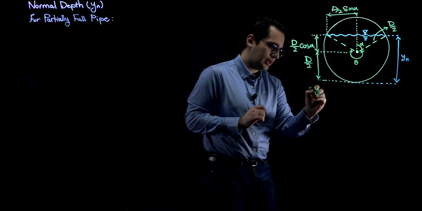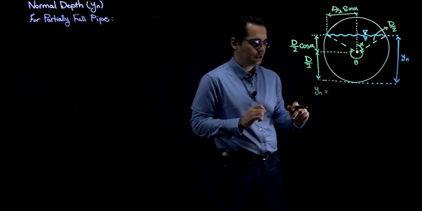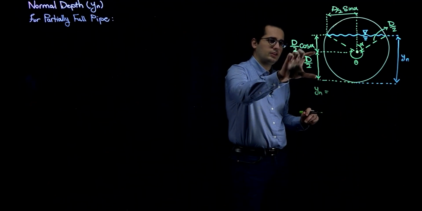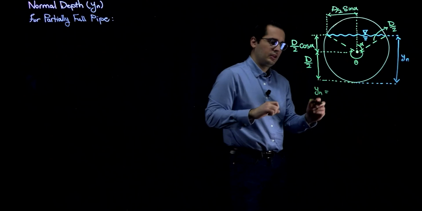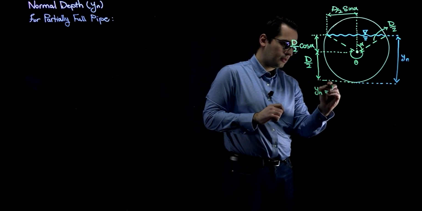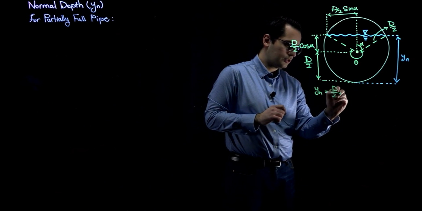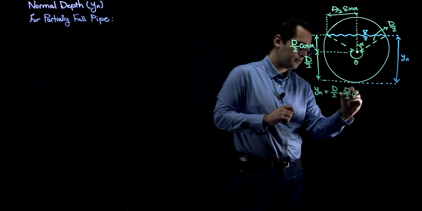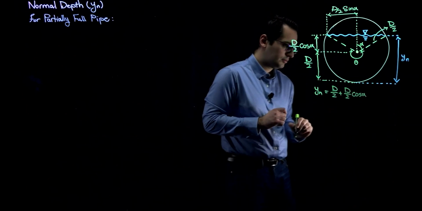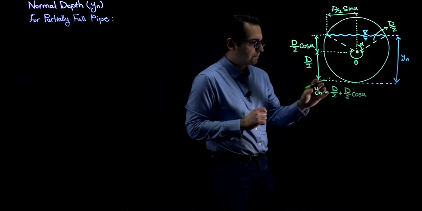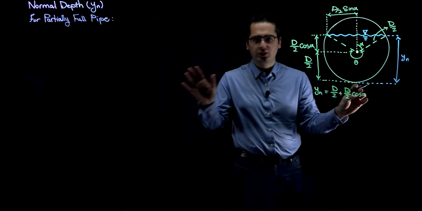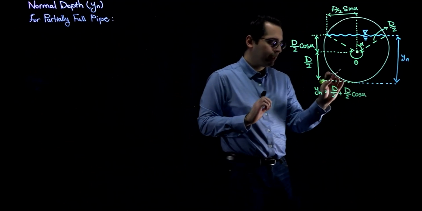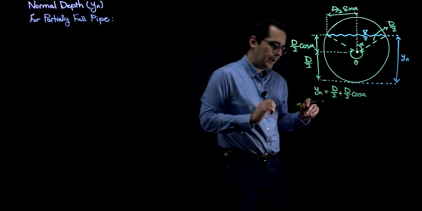All right, now that we have all these lengths defined, if I ask you how do you find the value of yn based on all these lengths, you would tell me that it would be this length plus this length. So it's going to be d divided by 2 plus d divided by 2 cosine of alpha. All right, now I'm going to convert all the alphas in all the equations that I'm going to write over here to theta. That's going to make it easier for me.